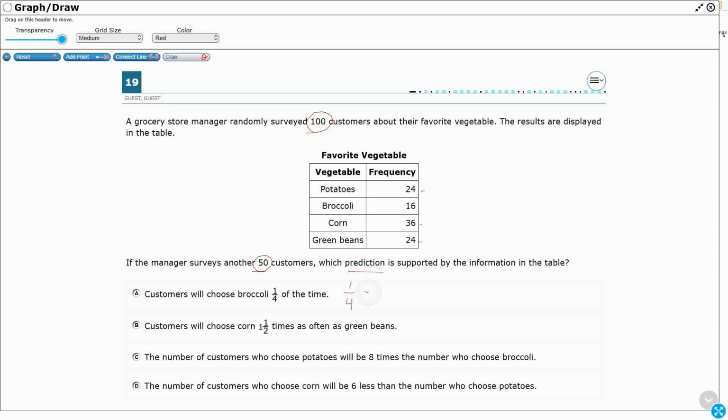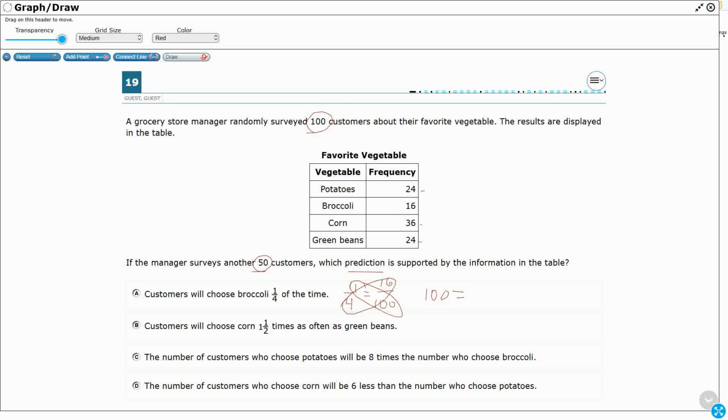equals, let's make a proportion, see if this works. How many people chose broccoli? 16. How many people were surveyed altogether? 100. Do you think 1/4 equals 16 over 100? Probably. You can do this without doing the math, but if you wanted to, let's go ahead and just do our cross multiplication here.